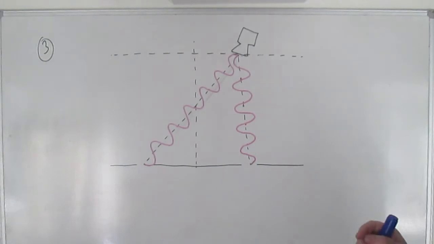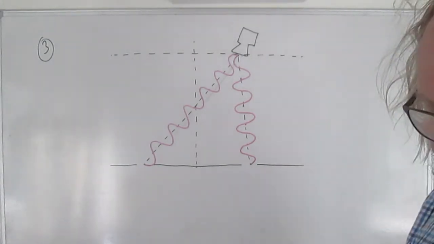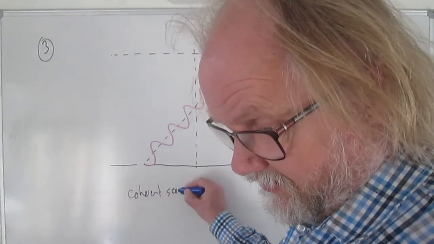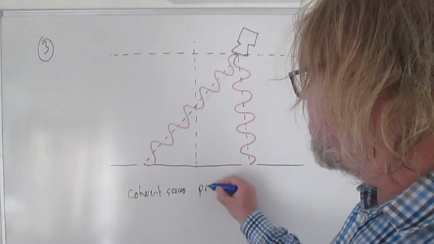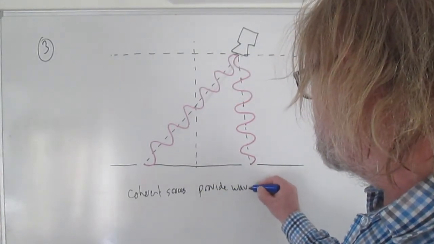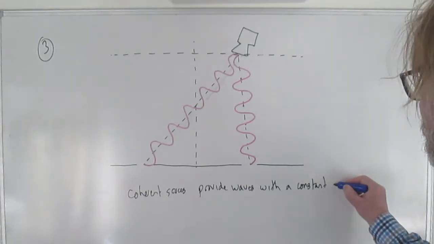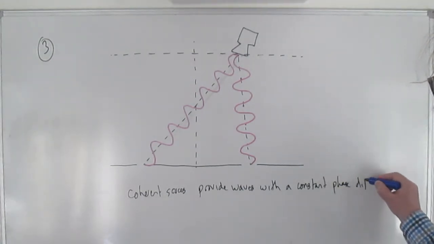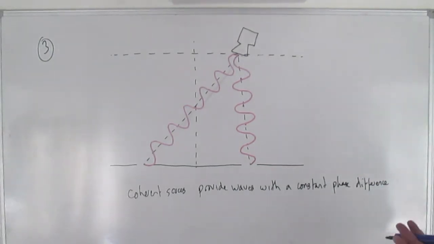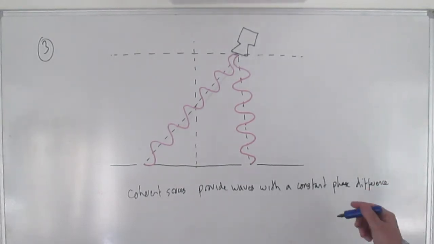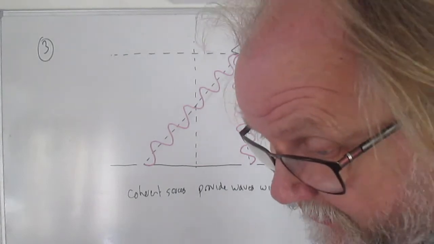So it's very important that you learn this definition, which is that coherent sources provide waves with a constant phase difference. The common mistake is to say that they have to be in phase or in the same phase, but that's not true necessarily. I mean, it can be true, but they have to have a constant phase difference, and that's the definition, and they have to have the same frequency.